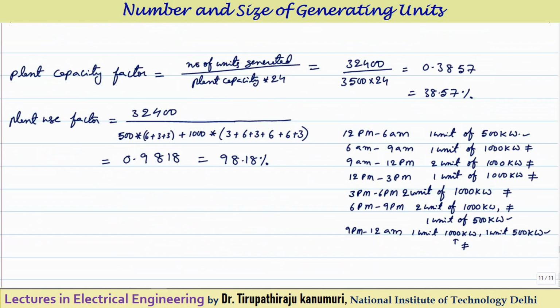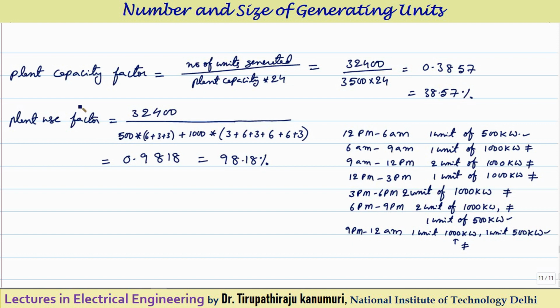Now coming to plant capacity factor. Plant capacity factor is the number of units generated divided by plant capacity multiplied by the total duration. Total duration is 24. That will be equal to 32,400 divided by 3500 into 24. If you calculate, you will get 38.57%. So plant capacity factor is 38.57%. You can see it is very less.